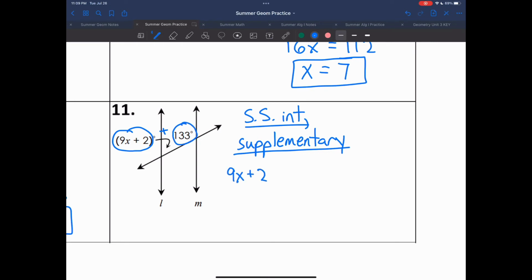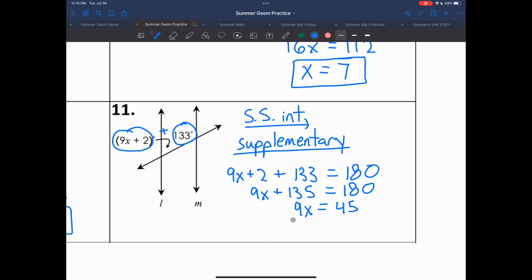9x plus 2, I can drop my parentheses, plus 133 equals 180, and then I solve. I have a couple of like terms I can combine right here. So I've got 133, and the 2 can be 135. So I have 9x plus 135 equals 180. From there, I would subtract the 135 from both sides, which would give me 9x equals 45. And then divide both sides by 9. So we get x equals 5.